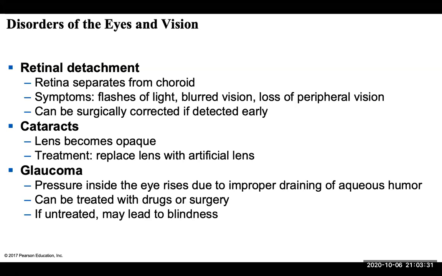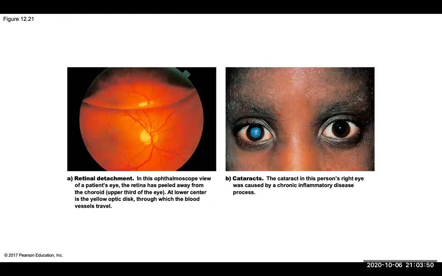Cataracts are where your lens becomes opaque or blurred. The treatment of this is to actually replace the lens with an artificial one. And glaucoma is when pressure inside the eye builds up due to improper draining of the aqueous humor, and it can be treated with drugs or surgery, but if untreated, could lead to blindness.